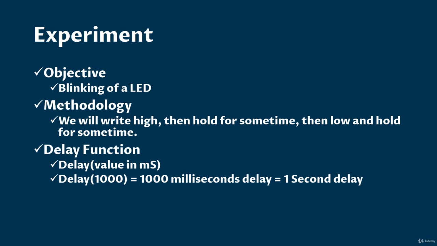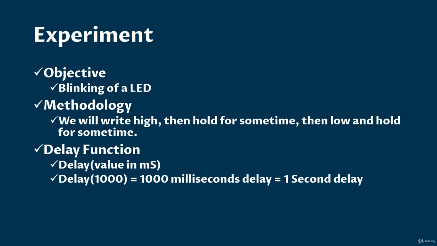Delay is used because we need to make the on state and off state visible. Without delay, we'll not be able to visualize the blinking. Here, delay is the new function which generates time delay. So what is the meaning of this delay function? We send only one parameter to it, that is a value in milliseconds. Like if I write delay within bracket 1000, the function will generate a delay of 1000 milliseconds, which is equivalent to 1 second.